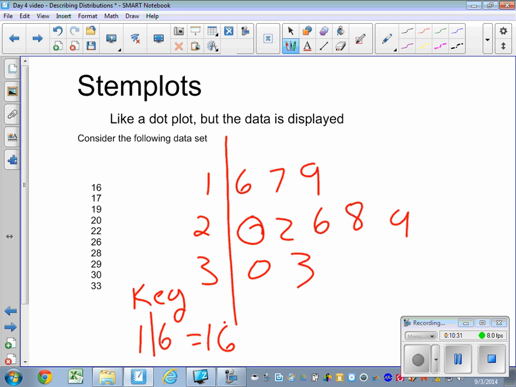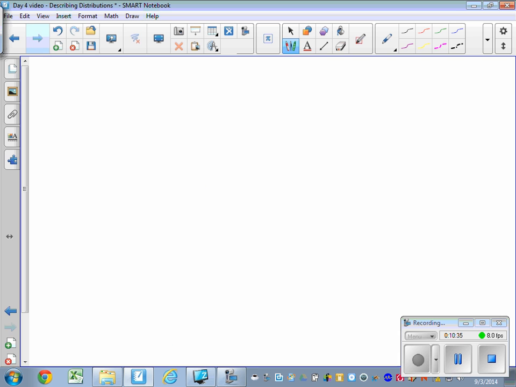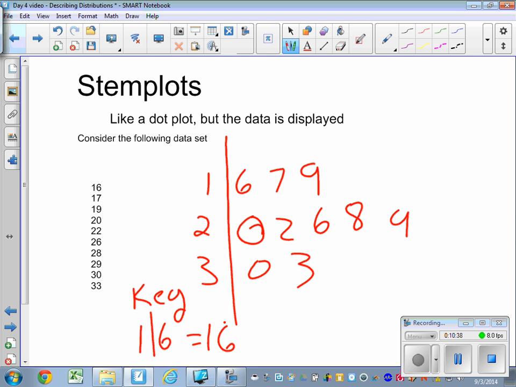What's cool about a stem plot is there's a little trick to a stem plot, and I'll show that to you next class, because when we start class, we're going to create a stem plot.